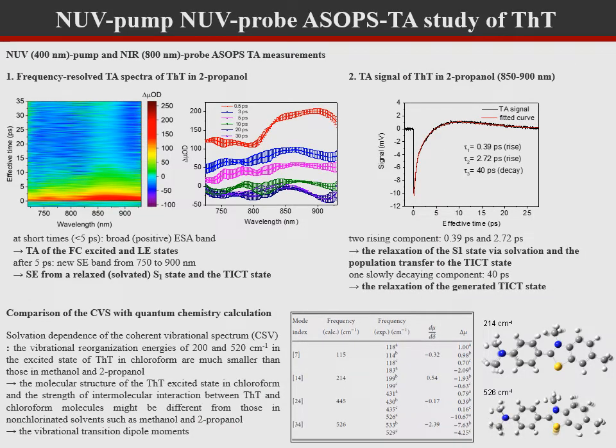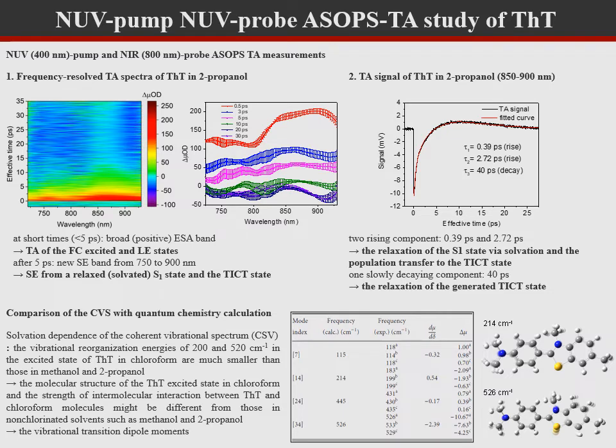To obtain more information on the excited state dynamics of THT in propanol, we additionally carried out NUV pump and NIR probe transient absorption measurement. At short times below 5 picoseconds, the NUV pump and NIR probe spectra of THT in propanol show a broad ESA band covering the entire spectral range of the NIR probe beam. The experimentally observed ESA band in the NIR region was assigned to the transient absorption of the Franck-Condon excited state and locally excited state.